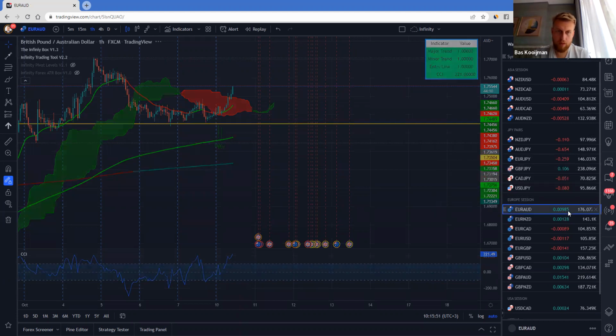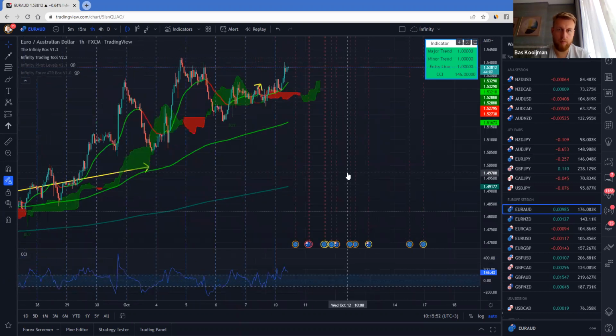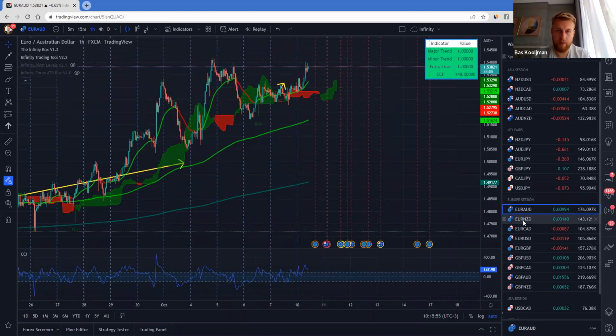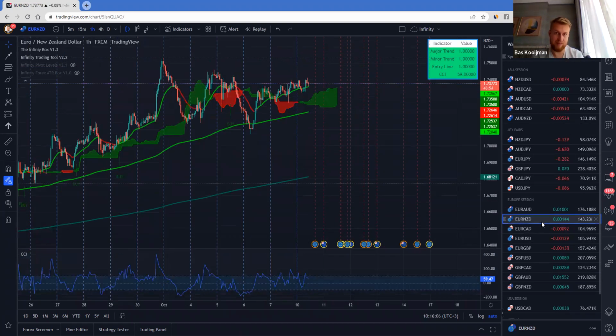Okay, so Euro pairs. Euro moves up. Euro AUD already also almost 100 pips to the spike. We have here green, green, green. So for the early birds under us, maybe you already bought, maybe the people that are in Australia and New Zealand.